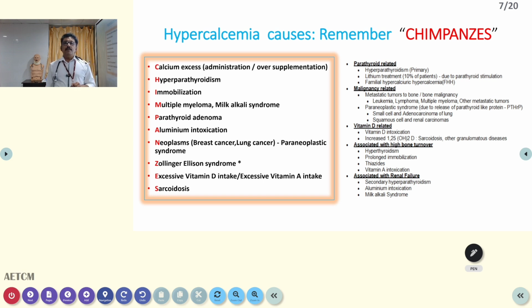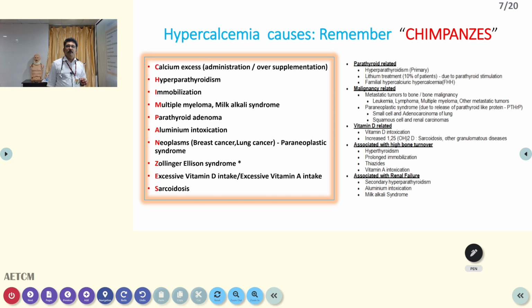Then prolonged immobilization can cause hypercalcemia. Multiple myeloma is a very important condition where the patient can have lytic lesions in the major bones with hypercalcemia. In multiple myeloma, alkaline phosphatase will be normal. Remember, multiple myeloma is a bone lytic lesion, and even then, alkaline phosphatase will be normal. But in other lytic lesions due to other types of malignancy, calcium levels will be high, and alkaline phosphatase will also be high.